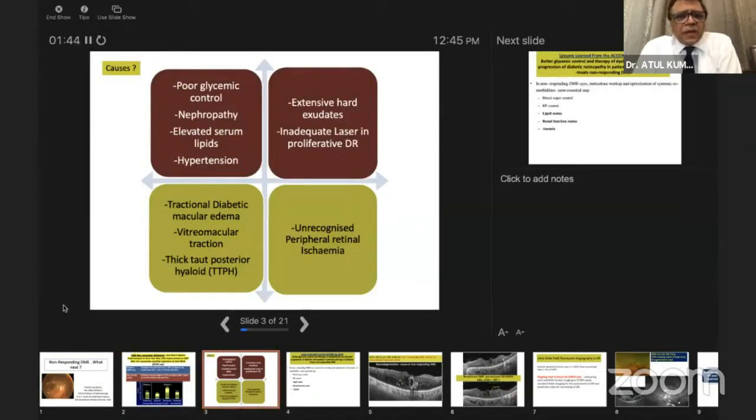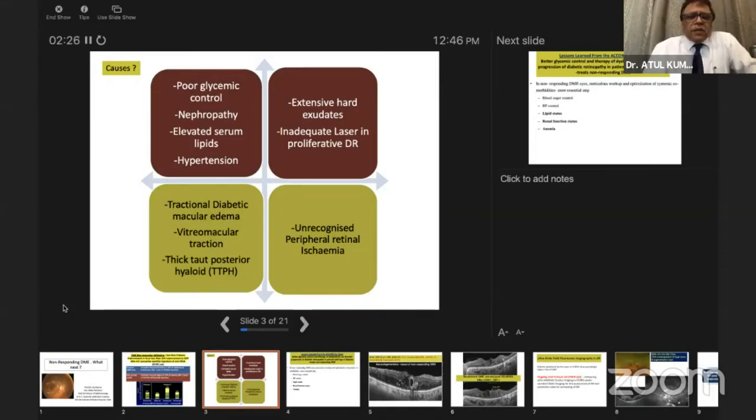The causes of non-responding edema can be poor glycemic control, that is systemic factors, nephropathy, elevated serum lipids, hypertension. They're all important factors. Extensive hard exudates, especially clustered towards the fovea, and inadequate laser in PDR have all contributed to the non-responding edema, because sometimes diabetic retinopathy actually goes up to the periphery. So if you don't get laser up to the periphery, the ischemic areas may still stay, and that can cause VEGF production in the periphery, which causes macular edema.